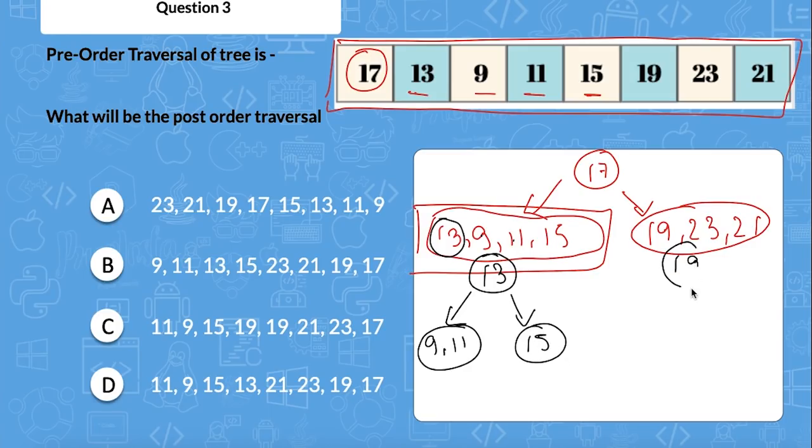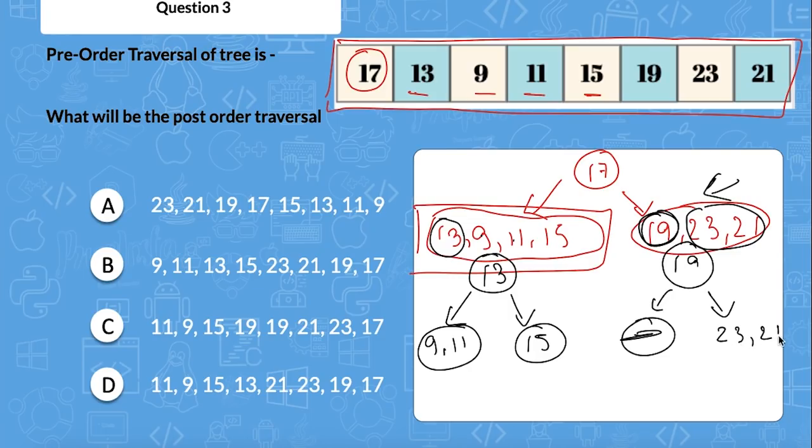So 19 is the first element here, right? So 19 will be the root node of this, at least this subtree. Okay, so all the elements that are lower than 19 will come on the left hand side. There are no elements that are lower than 19, both of them are bigger than 19, so nothing will come here. So this will be a blank. Then all the elements greater than 19 will come on the right hand side. So 23 comma 21.